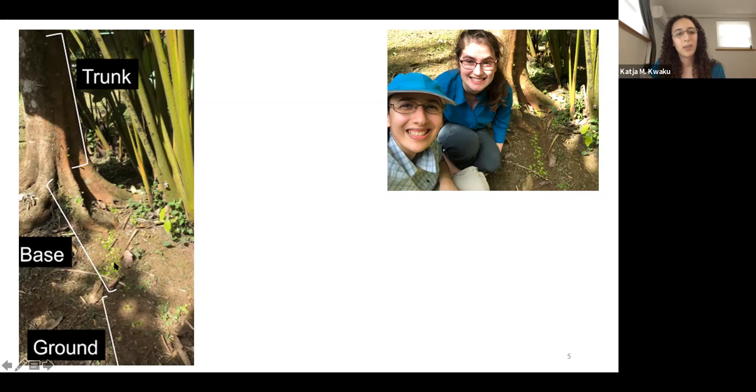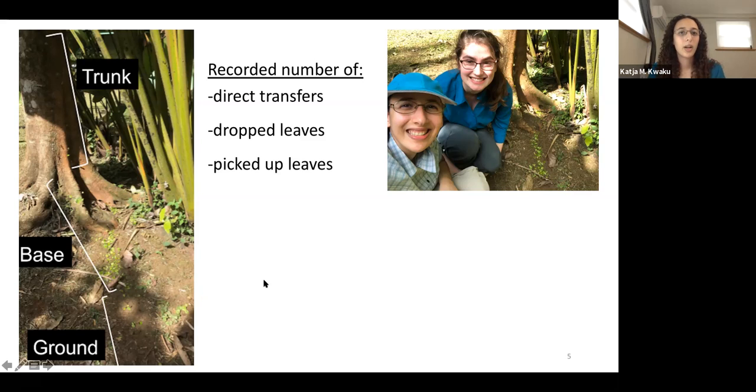And then the trunk and the base were measured as 1.5 meters from either side of the base. So with these 3 trail sections, we recorded the number of direct transfers, and then for the number of indirect transfers, we recorded the number of dropped leaves and the number of picked up leaves. And we observed the ants on each section for 20 minutes.